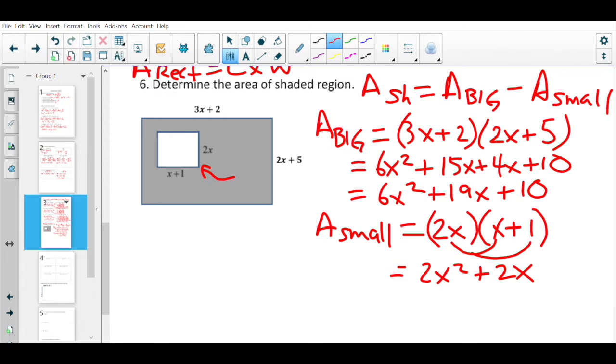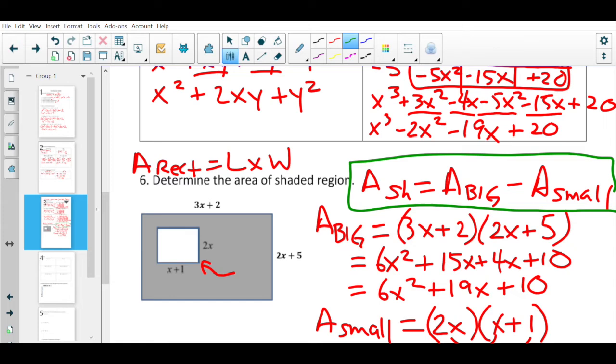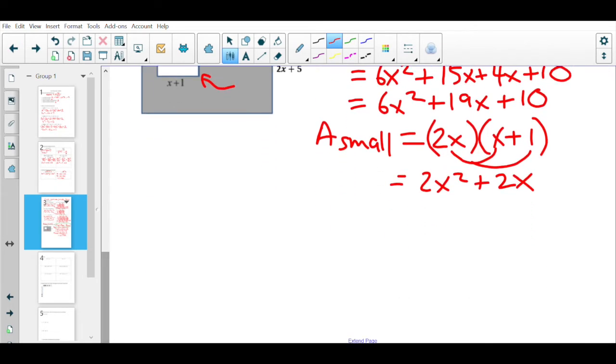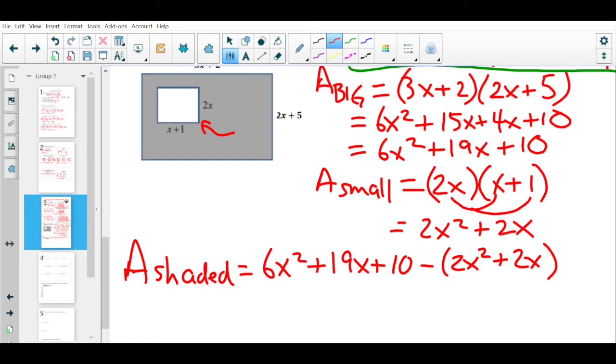Okay, now that we have the area of the big and the area of the small, like we said originally right here, just plug the values into the formula and let us see what we get. Okay, so area of the shaded region equals, what's the area of the big rectangle? That's 6x squared plus 19x plus 10 minus the area of the small rectangle, and use parentheses, brackets, 2x squared plus 2x, because that's the entire quantity of the area of the small rectangle.